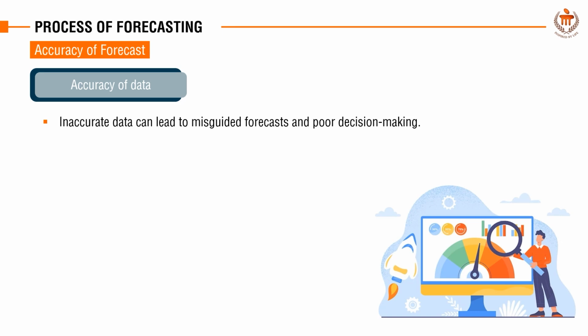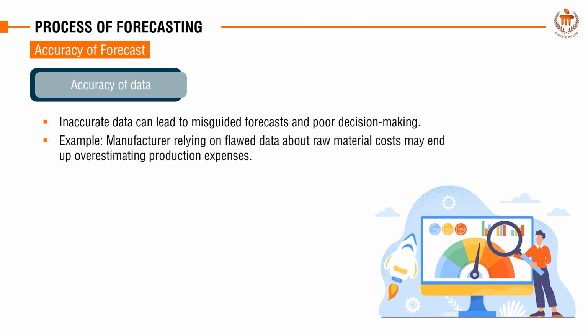Accuracy of data. The precision of the data used in forecasting is paramount. Inaccurate data can lead to misguided forecasts and poor decision making. For instance, if a manufacturer relies on flawed data about raw material costs, it may end up overestimating production expenses, which could lead to budget constraints or financial losses.